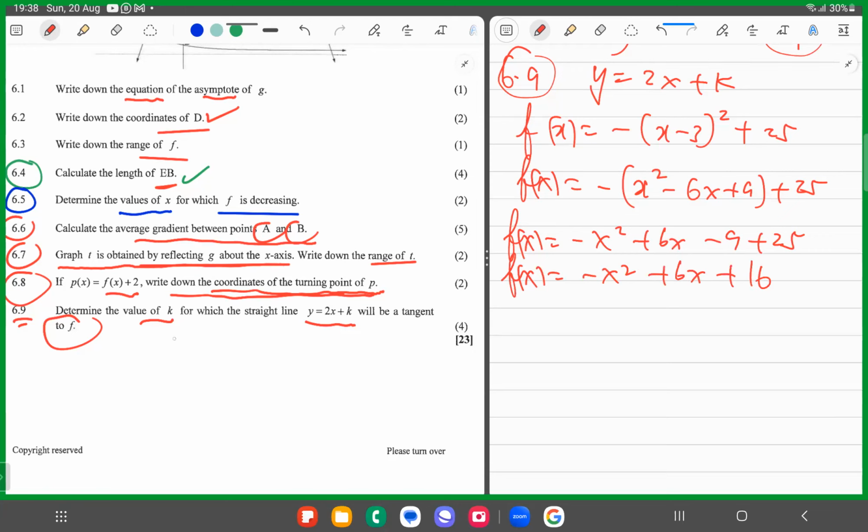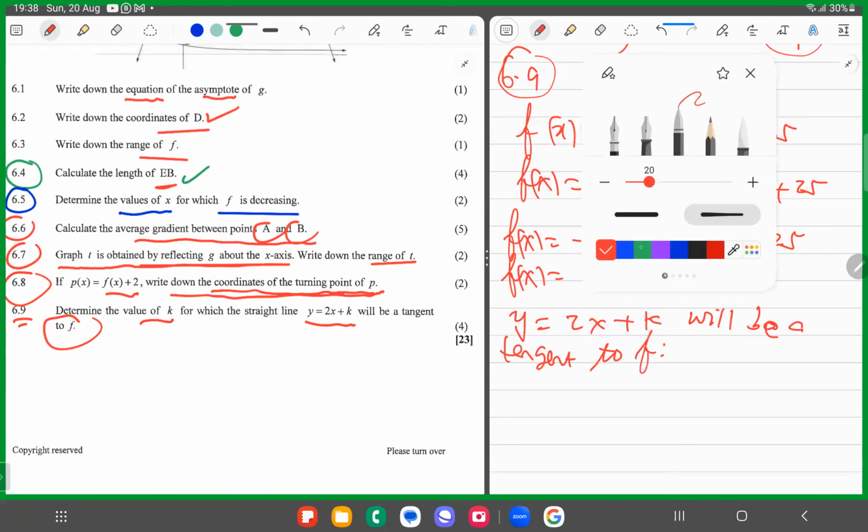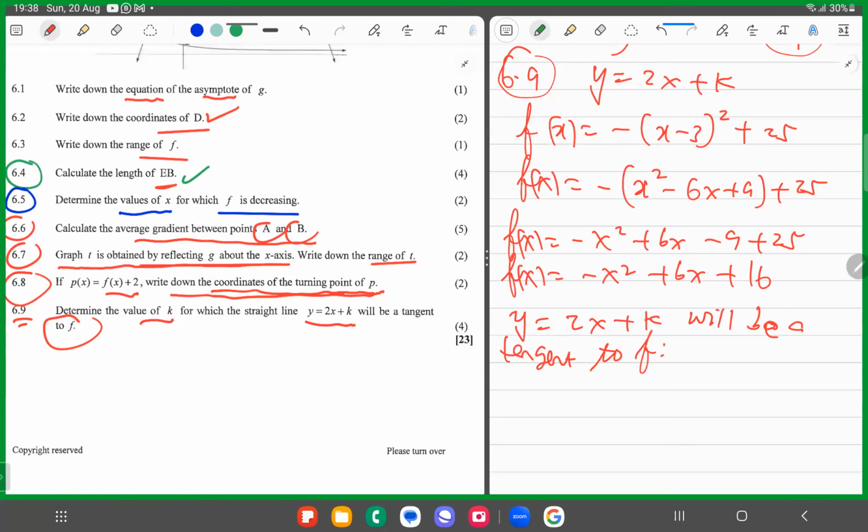And so the value of k for which a straight line is a tangent to the graph of f means that we need to say y equals 2x plus k will be a tangent to f. Well, it means a couple of things, but it actually means that you have minus x squared plus 6x plus 16 is 2x plus k.